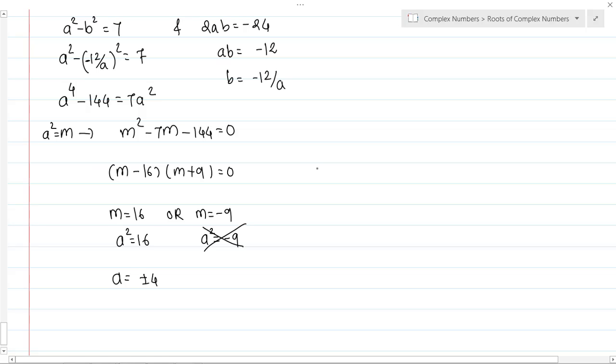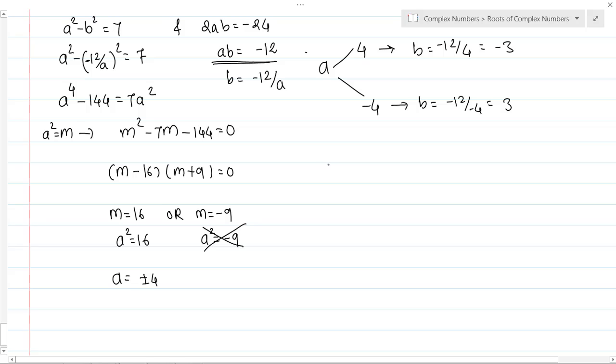So coming back to the second equation, which was ab is equal to minus 12. If I have a equal to plus 4, let's see what value of b I will get. b is equal to minus 12 by 4, which is nothing but minus 3. And if a is minus 4, b is equal to minus 12 by minus 4, which is equal to positive 3.